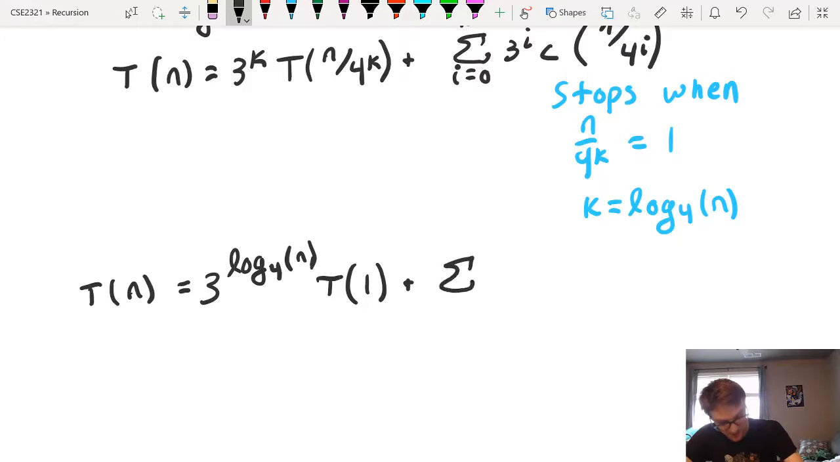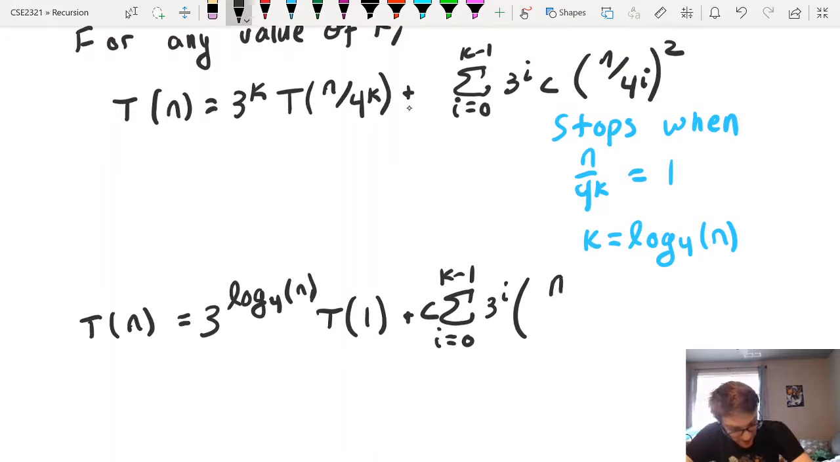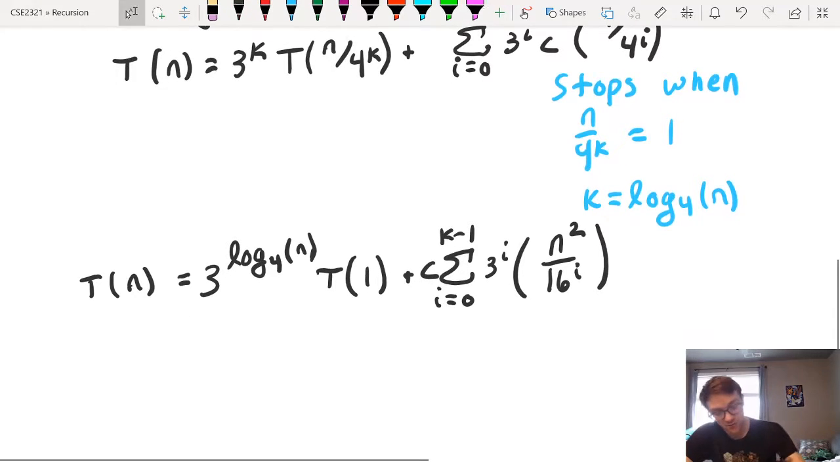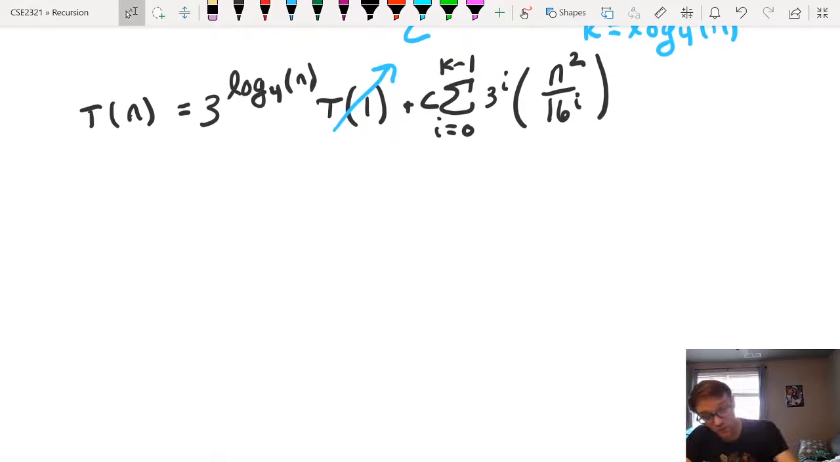Plus the sum from i equals 0 to k minus 1. Maybe we do a bit of work with the summation, so maybe we pull out the c and keep the 3 to the i in there, and maybe even square that fraction. So we can write that as n squared over 16 to the i. One nice thing happens here, which is T of 1 is just a constant. But we need to analyze that summation. So let's go and do that.